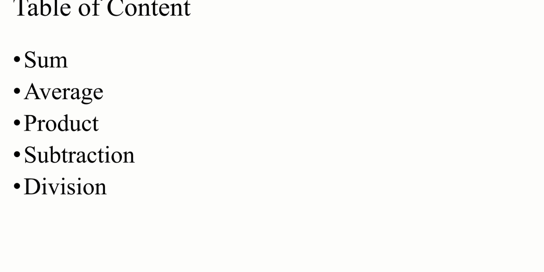So here is the table of content. We have sum. You're going to calculate sum. How do we calculate sum in Excel automatically? We are also going to calculate average, product, subtraction, and finally division. Something very important for us to note is that we are not going to be bound by the sequence of these items so long as we cover them all.